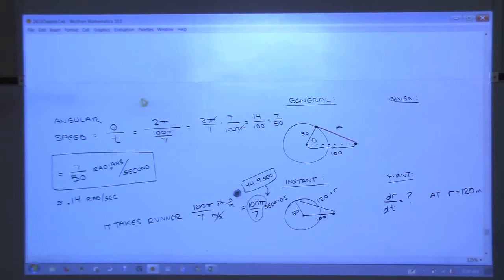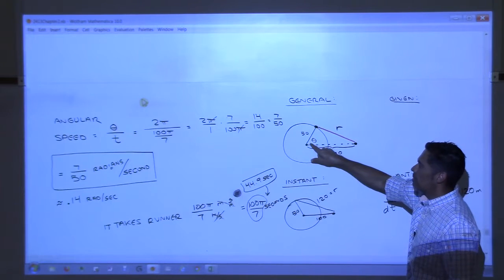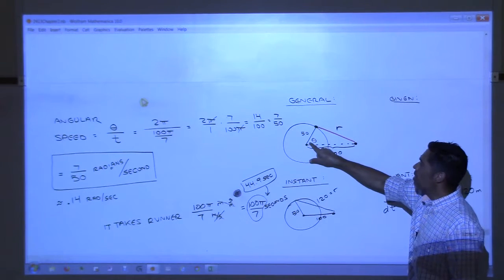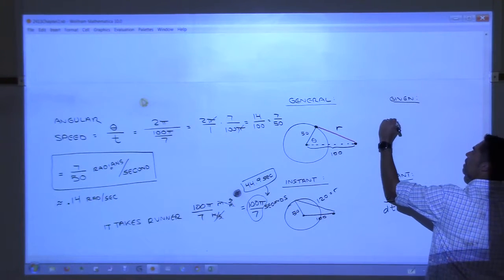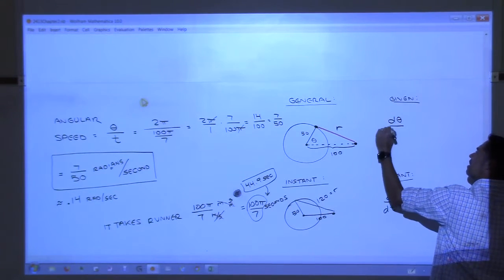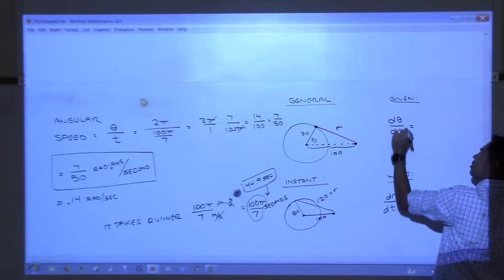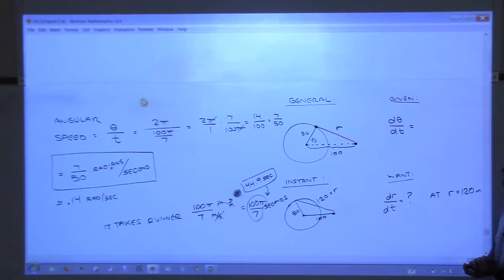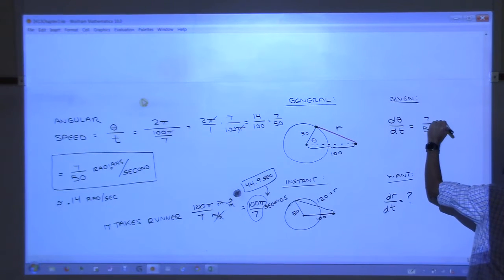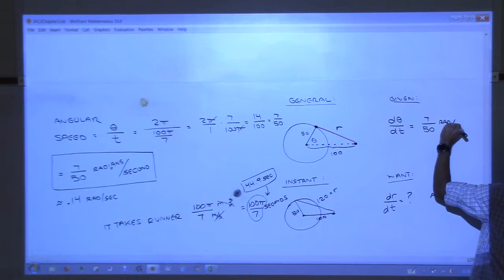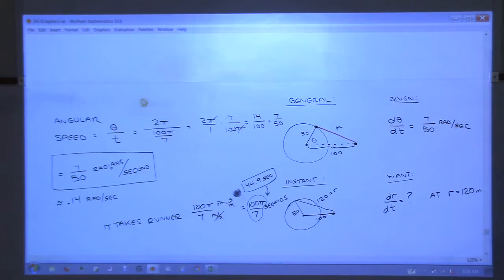Yeah. Okay, so now we have a new angle. We have a new variable in here, don't we? And we know how fast that theta is changing, don't we? That theta, d theta dt, what is that rate of change of that angle? 7 over 50 radians per second.